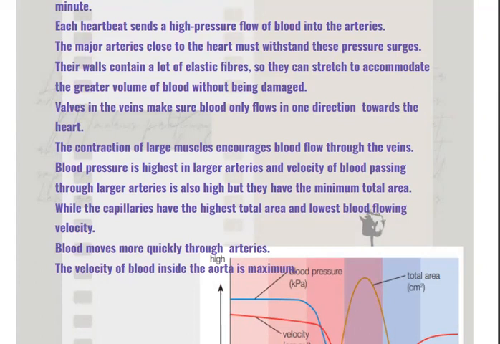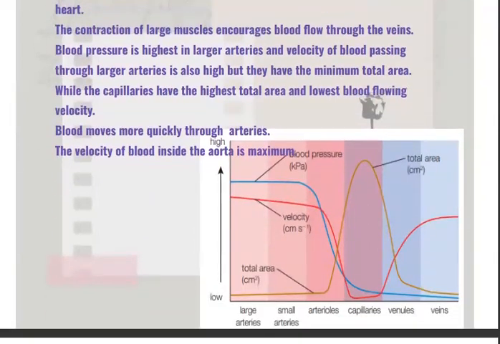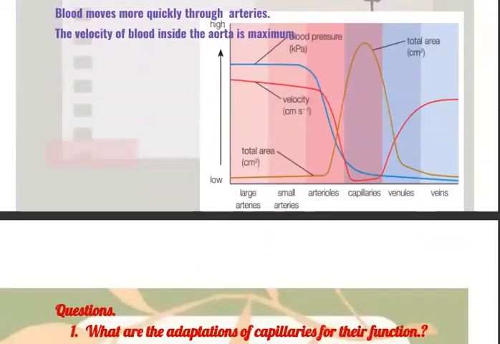Blood pressure is highest in larger arteries and the velocity of blood passing through larger arteries is also high, but they have the minimum total area. While the capillaries have the highest total area and lowest blood flowing velocity. Blood moves more quickly through arteries. The velocity of blood inside the aorta is maximum.